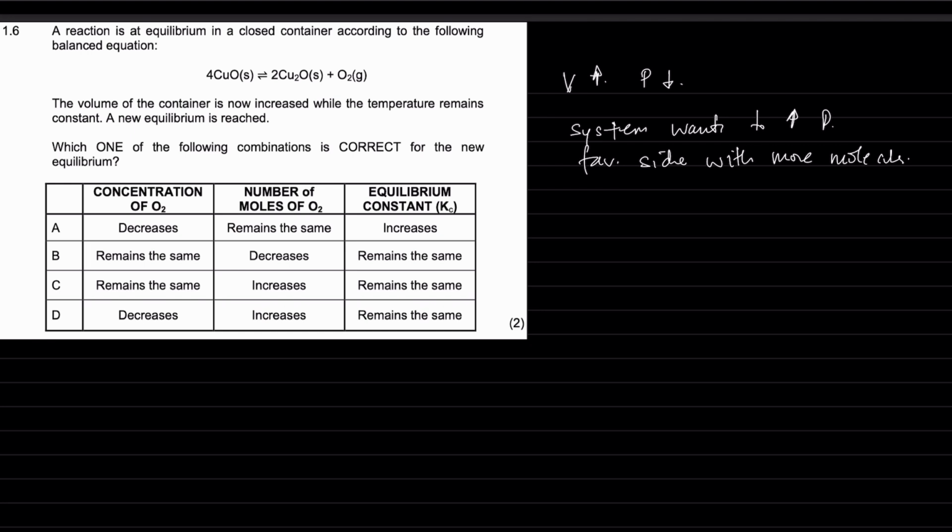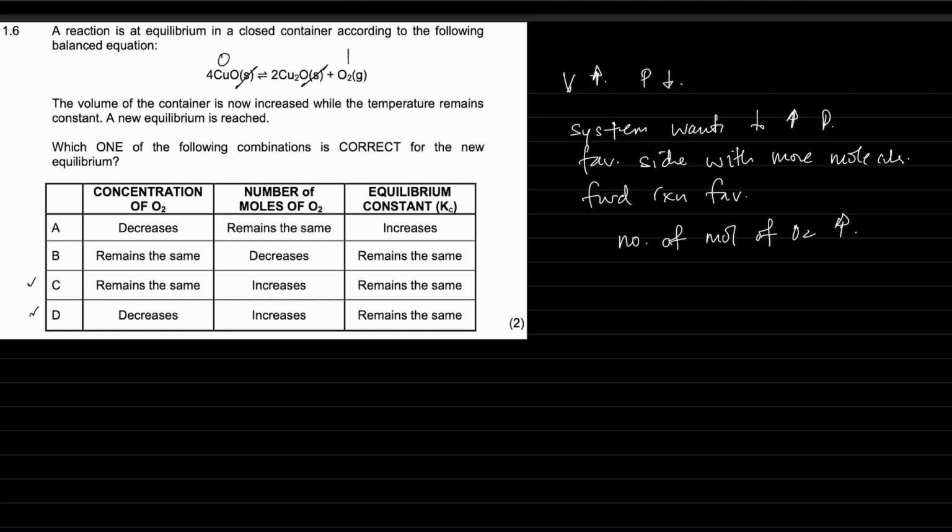Now be careful. In this case, we are going to exclude the solids. So on the left hand side we have 0 and on the right hand side we have 1. So in this case the forward reaction is favored. Right? Now since the forward reaction is favored, the number of moles of O2 will increase. Okay, so we are currently with option C or D.